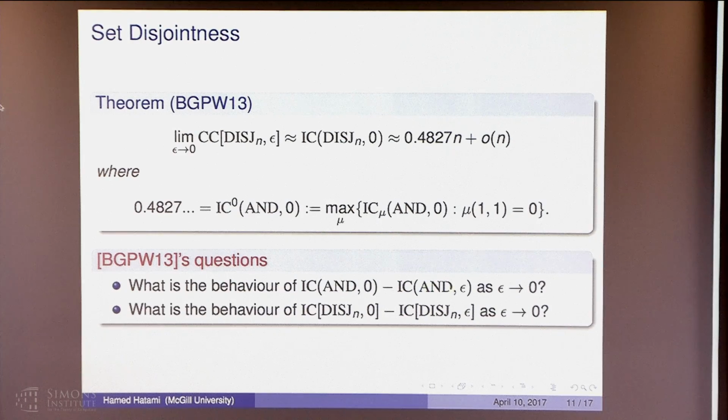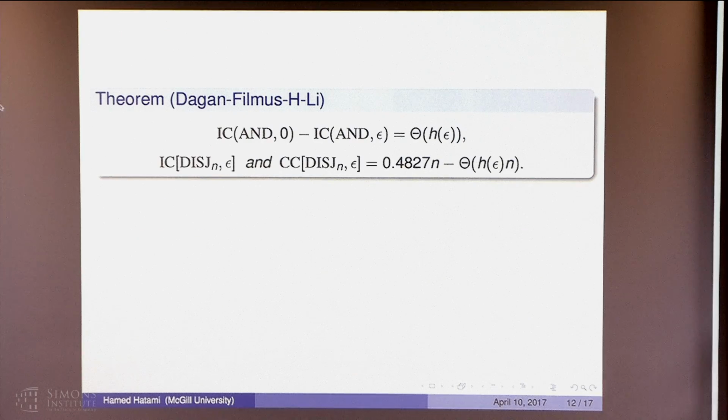How big is this thing, or how big is this one, for disjointness? And the same question for communication complexity. How does it behave if you actually want to have an epsilon here, and not just a limit? And yeah, so we looked at these questions, and they're all related to each other.